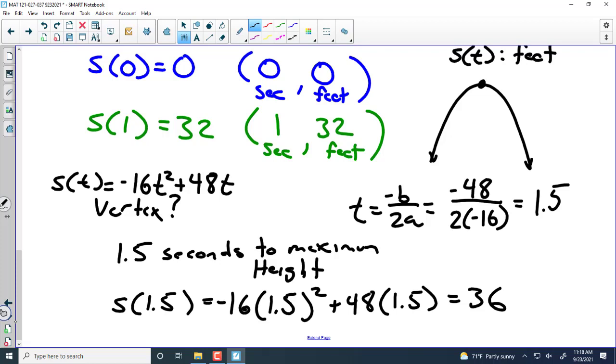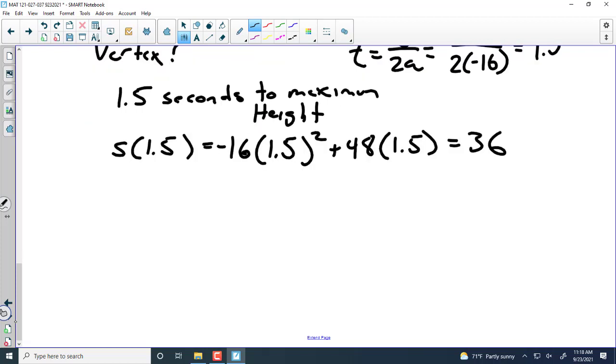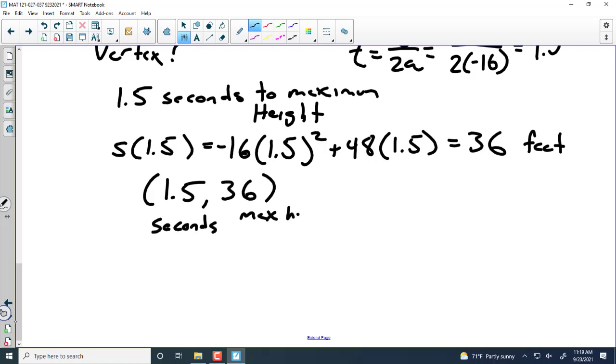After 36 seconds, this thing is 1.5 feet in the sky. What do you mean by that? Oh, sorry. This is the feet. The vertex is 1.5 seconds, 36 feet, max height in feet. Do not let story problems ruin your day.